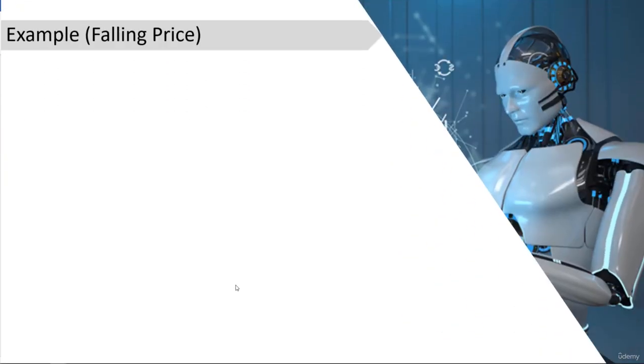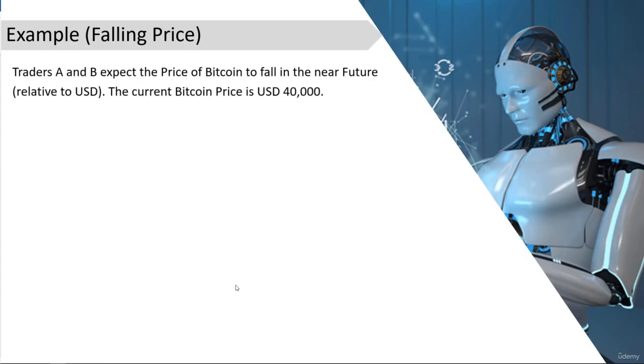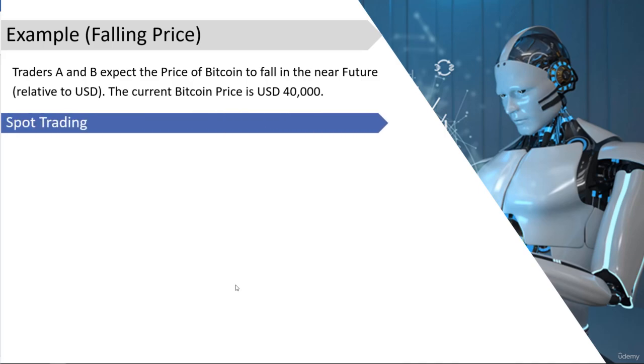And now let's move on with the expectation of falling prices. Now traders A and B expect the price of the Bitcoin to fall in the near future. And again, the current price is 40,000. Now let's have a look at how the spot trader can benefit from falling prices.